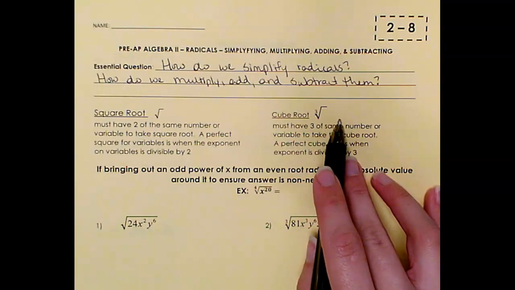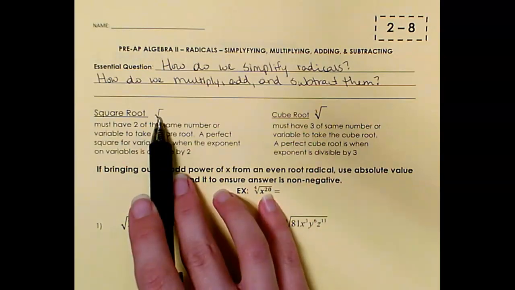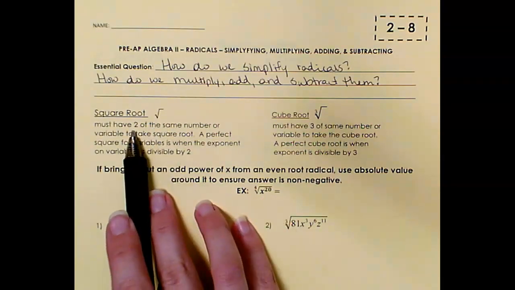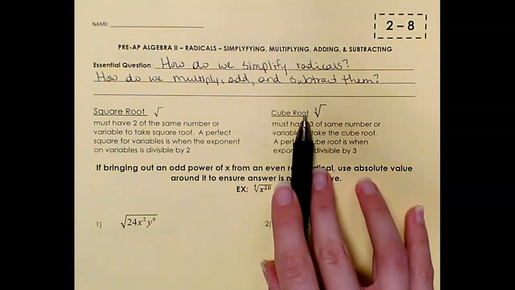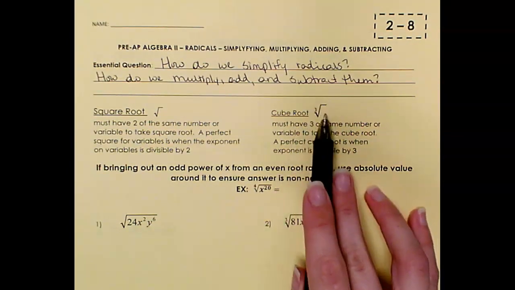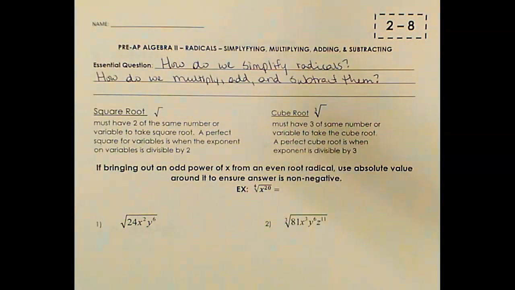Remember, the thing that's under the radical is also called the radicand. So, in your simplifying radicals problems, if you had a square root problem, then you had to have two of the same number or variable to take the square root. A perfect square for variables is when the exponent on the variable is divisible by 2. If you had a cube root problem, then you have to have 3 of the same number or variable to take the cube root. The perfect cube is when an exponent is divisible by 3.